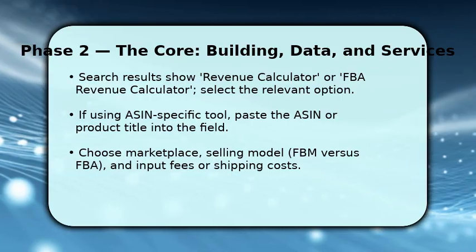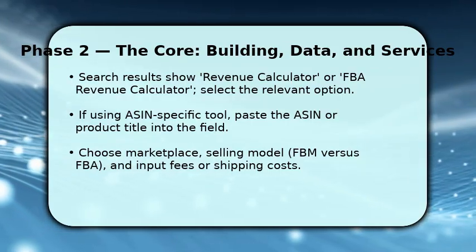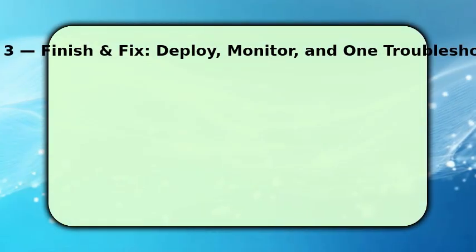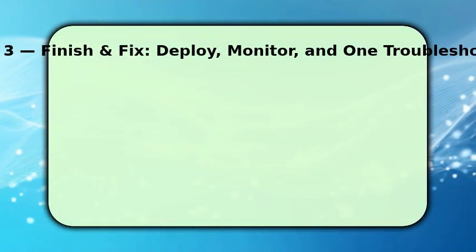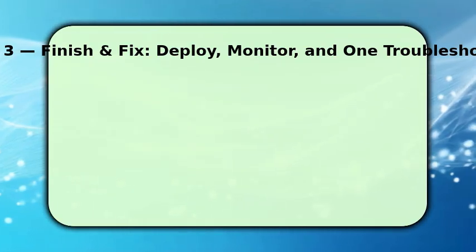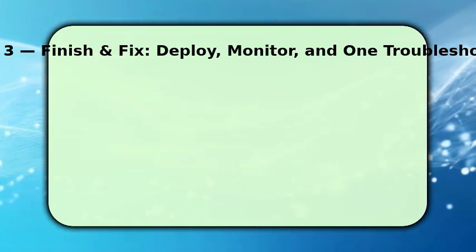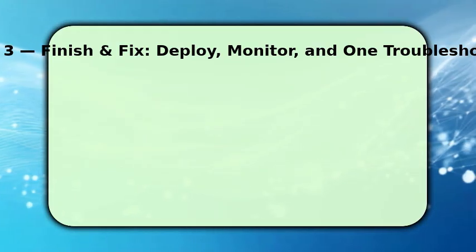After inputs, review the net revenue line, margin percentage, and the detailed fee breakdown so you understand where costs eat profit. Once done, tweak price, cost, or shipping fields to run scenario comparisons and find your target margin.